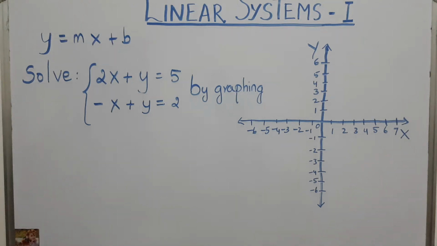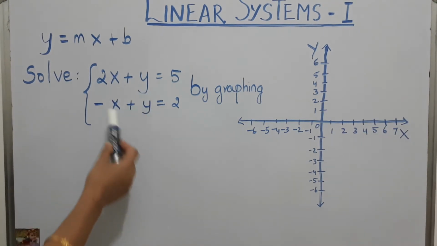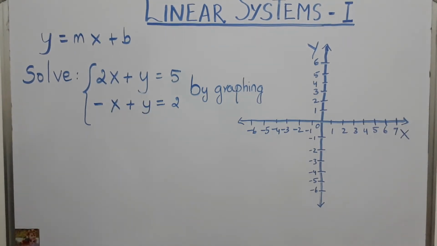In this topic, linear systems, we are going to find how to solve a system of linear equations. A linear equation is an equation which has x and y variables, or any two variables, and the graph of it must be a straight line.